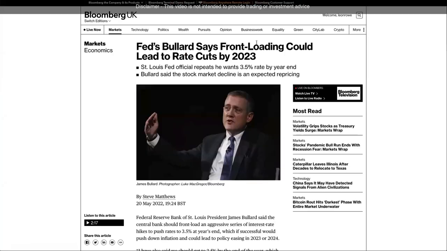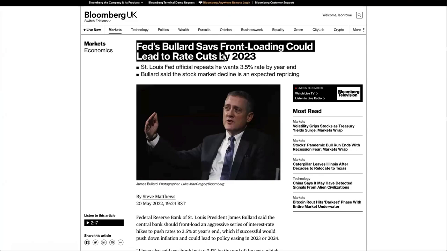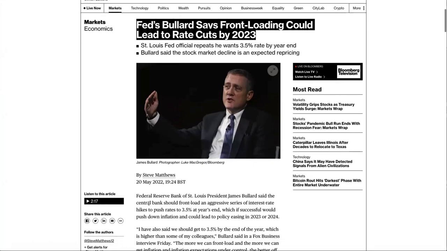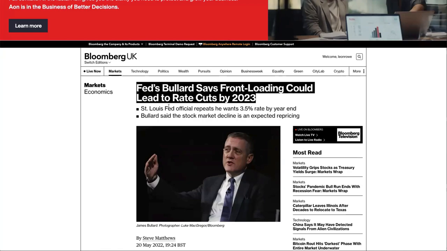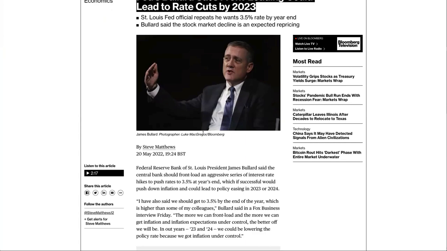The Fed's Bullard says front-loading could lead to rate cuts by 2023. So what he's saying is that if you front-load now, because I guess if they think a recession is coming by 2023, and the recession does come by 2023, you can then start to cut rates because you've hiked rates so much that you can cut. I don't really want to get into that now, but just understanding that they kind of support front loading, right?